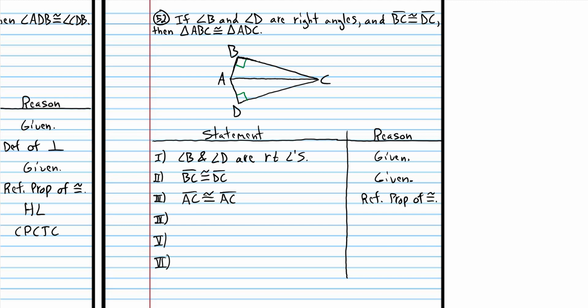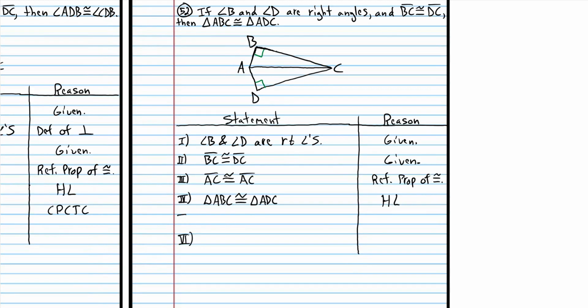So we know that the hypotenuses of the two triangles are congruent. And we also know that BC and DC are congruent, so that's a leg in each triangle. And of course, because angle B and angle D are right angles, we know that triangle ABC and triangle ADC are right triangles, so we can use the HL congruence theorem. So at this point, we know that triangle ABC is congruent to triangle ADC by the HL theorem. That's all we had to prove, is that the triangles are congruent.